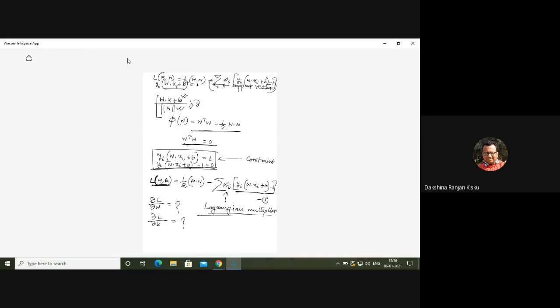Now we will take the partial derivative with respect to W. So dL by dW. For half of W dot W, what will we obtain here? We will obtain W. Let me expand this expression first.